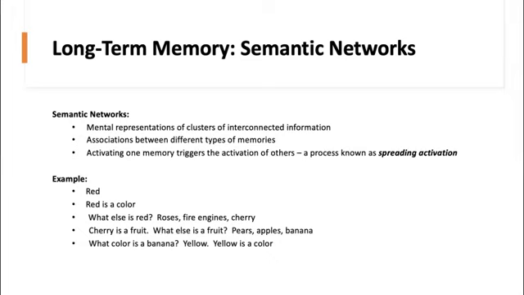And then the word cherry is going to activate a memory of different types of fruits, right? Associated with other fruits, so pears, apples, bananas. And then you activate a memory that, well, what color is the banana? The color is yellow. Yellow is also a color just like red, right? So you can see how, even with just one word, all of these associations were activated by that word red. All of the different types of memories that are associated with that word are also activated. So that's how semantic networks work.